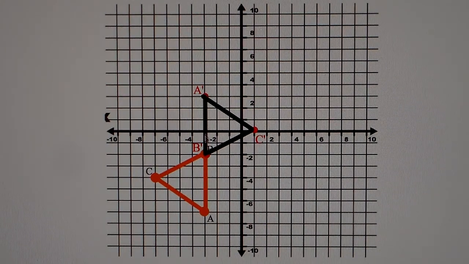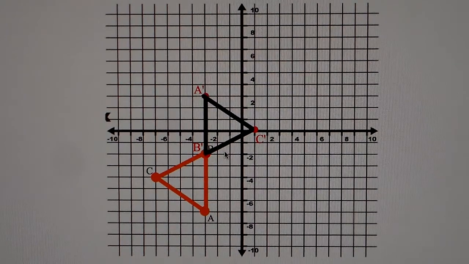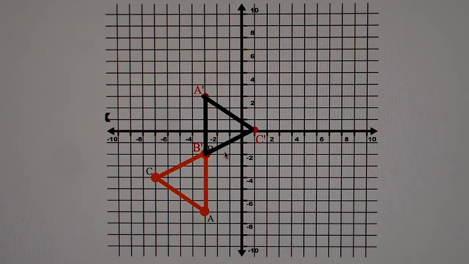Now let's talk about it here. Since we rotated the triangles, we know the triangles are the same size. They also have the same perimeter. Point B and B prime are the same, but A prime and C prime are not. The measure of angle B is the same by vertical angles.